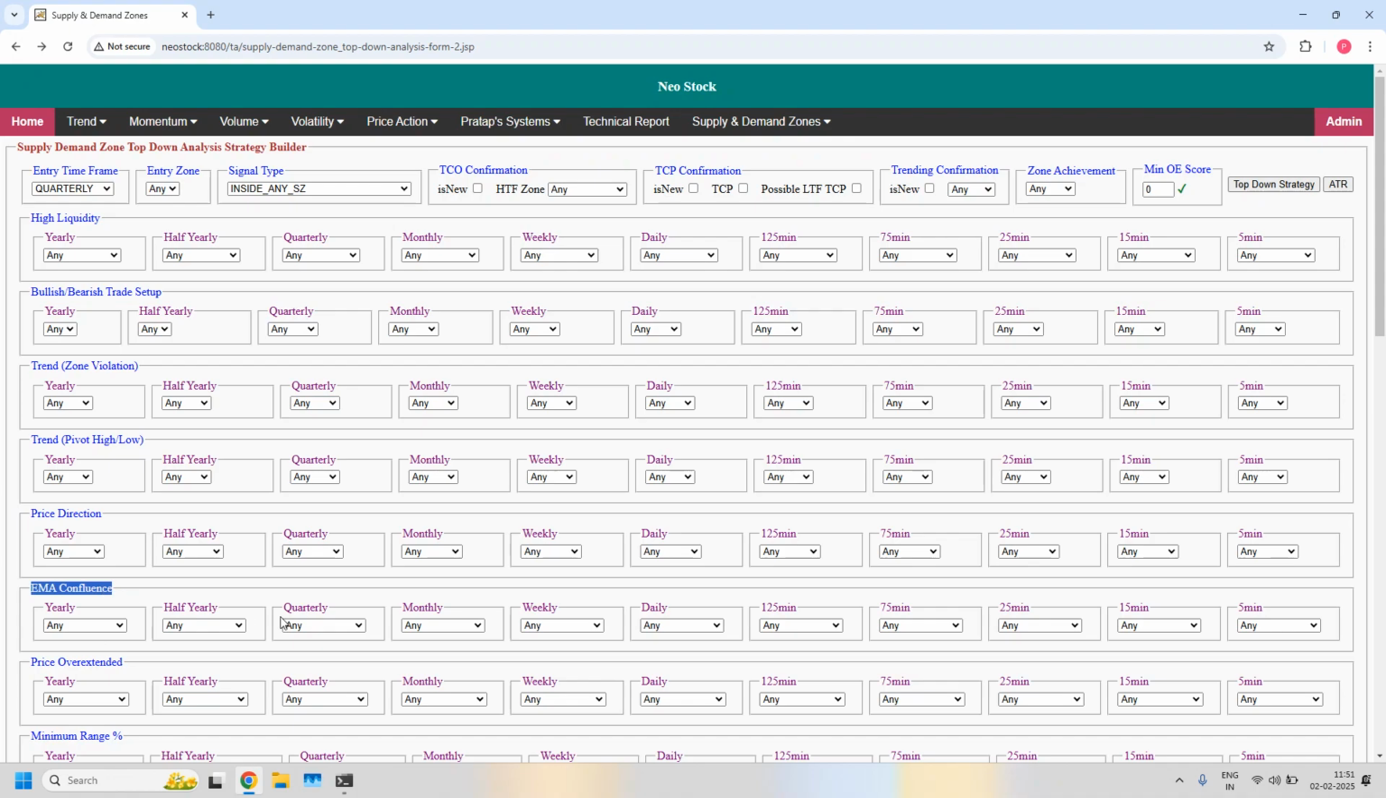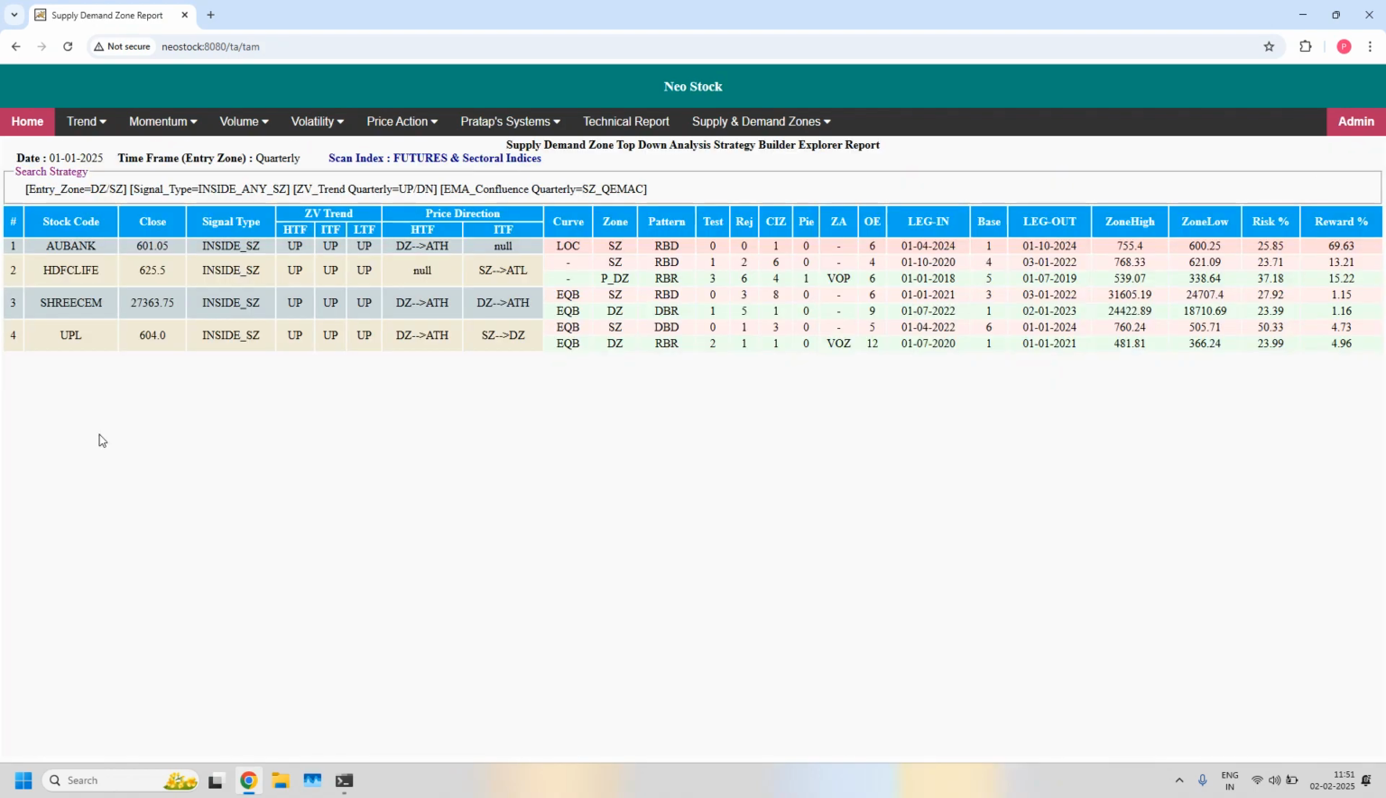In the EMA confluence, quarterly time frame, I am setting the filter quarterly supply zone having quarterly EMA confluence. And trend on the quarterly time frame should be either up or down. Now from 7, the list has come down to 4 stocks. So these 4 quarterly supply zones are having quarterly EMA confluence. Of course, current price is closed inside the quarterly supply zones. Okay, this is about quarterly time frame.